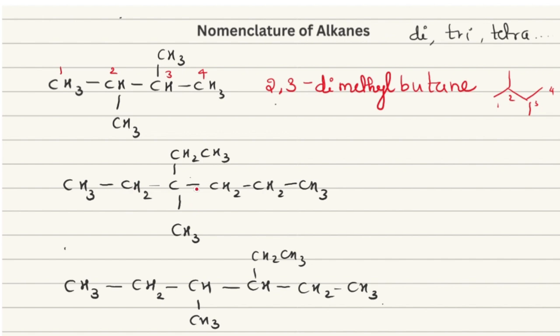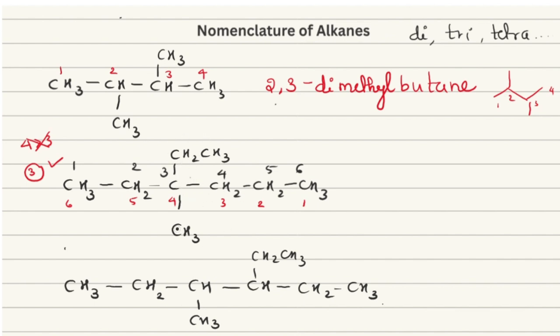Now, for this molecule, if I number from here 1, 2, 3, 4, 5, 6, both the substituents are getting 3. If I number from here, the substituents are getting number 4. And 4 is greater than 3. Then we should not use this. We should get the least possible number. So that means 3 is better than 4. So how to name this molecule now?